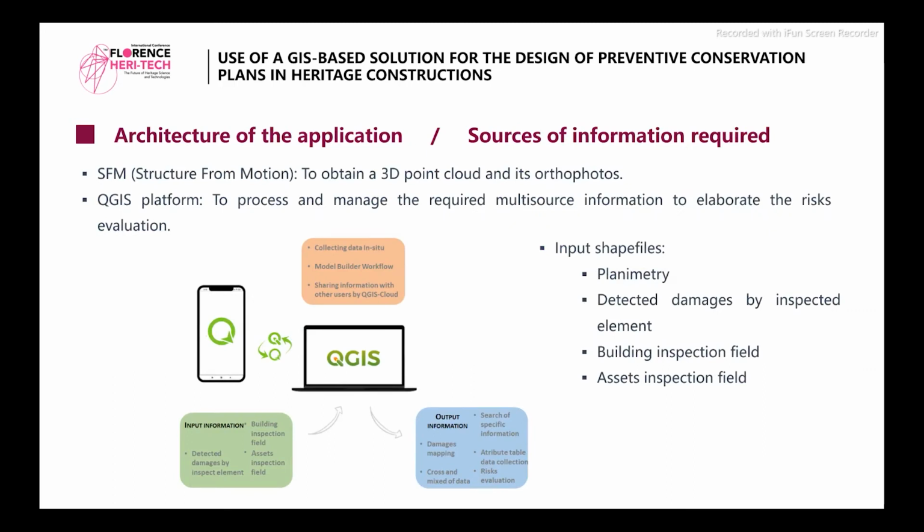The combination of two geographical approaches was required for obtaining the necessary sources of information. The first one, a 3D point cloud and its orthophotos obtained by structure from motion. And the second one, the application of geographic information systems through the use of the open source QGIS platform to process and manage the required multi-source data to elaborate the risk evaluation.